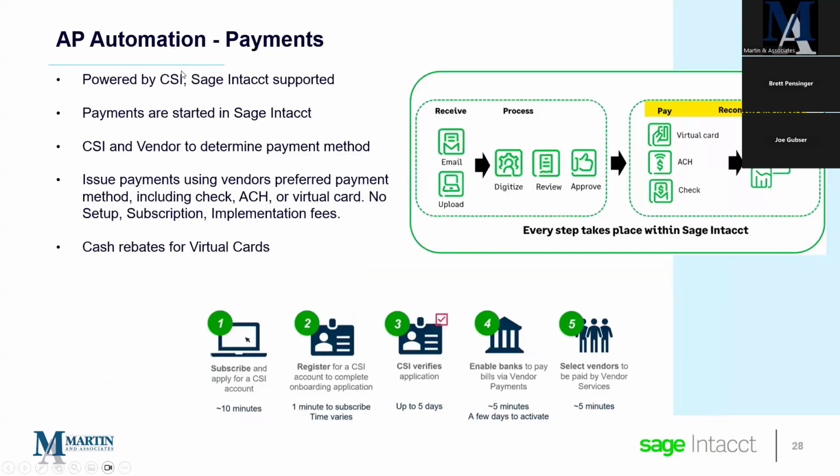There's also automation on the payment side. This is powered by CSI, which is Sage Intacct supported. The payments are started in Intacct. CSI and the vendor determine what payment method they want to use, and then CSI will issue the payments using the vendor's preferred payment method, which is either a check, an ACH, or a virtual card.